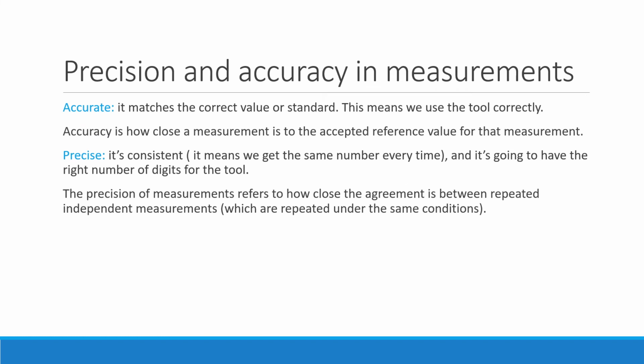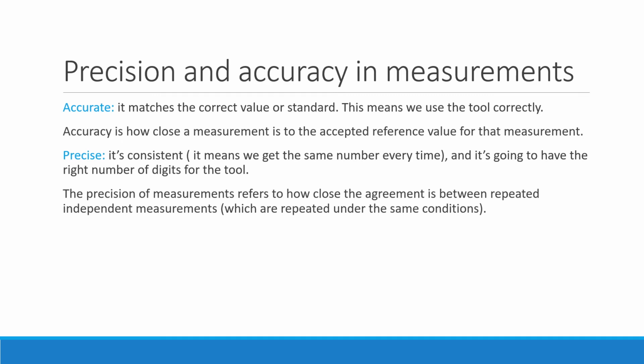Precision and accuracy in measurements. Accurate. It matches the correct value or standard. This means we use the tool correctly. Accuracy is how close a measurement is to the accepted reference value for that measurement. Precise. It's consistent. It means we get the same number every time, and it's going to have the right number of digits for the tool. The precision of measurements refers to how close the agreement is between repeated independent measurements, which are repeated under the same conditions.